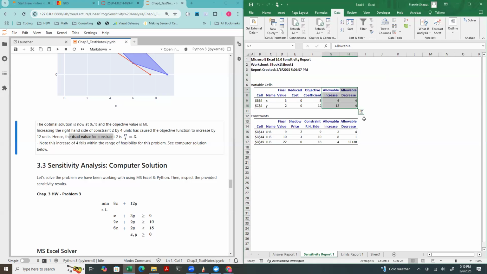Allowable increase and allowable decrease. Well, what does that mean? From our talk a little bit earlier, this is how Excel is telling you that range of optimality. For instance, I think before we were looking at the coefficient in front of the X decision variable when we were talking about a range of optimality and doing our work associated with that. That's actually in the sketchbook here.